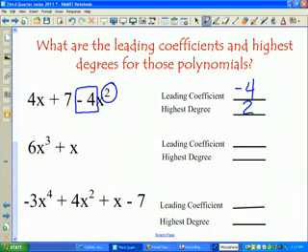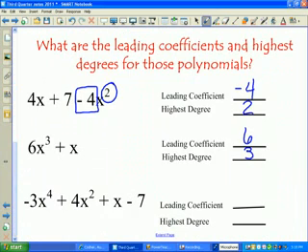So the coefficient is just basically the number that's in front of the variable, okay? So the coefficient for 4x is 4. The coefficient for x squared is negative 4. And 7 is just a number because it doesn't have a variable. Okay, it's a constant. So when we're looking for the leading coefficient, it's not necessarily going to be in front of our polynomial. So for the second one, my highest degree is 3.